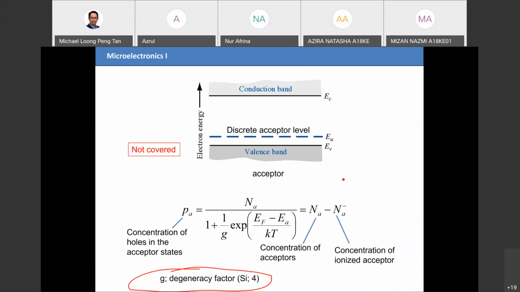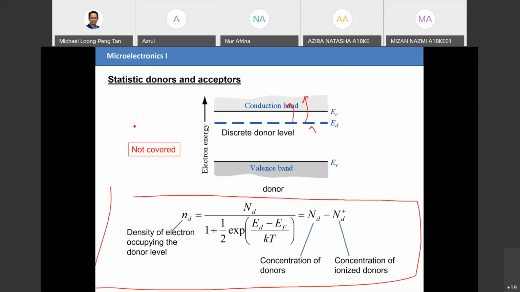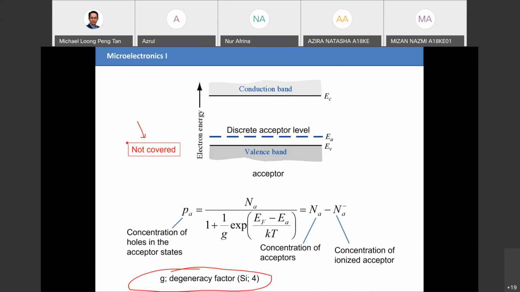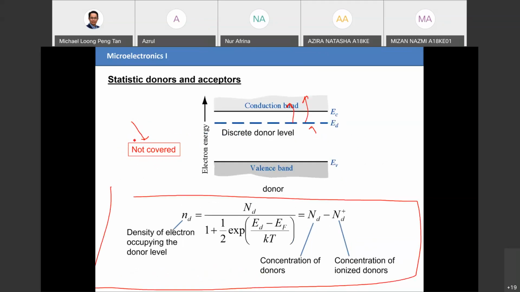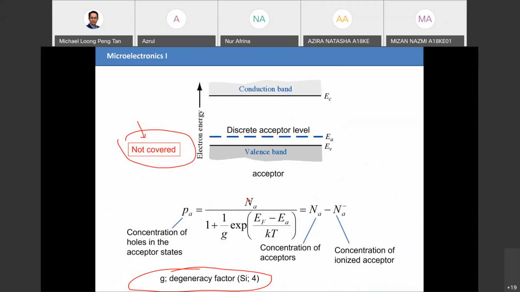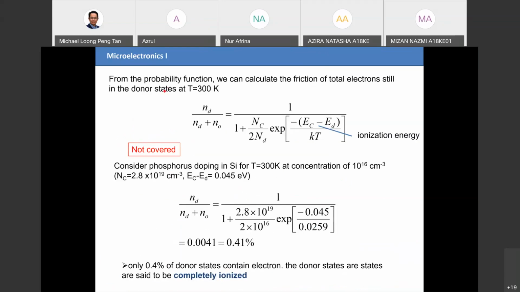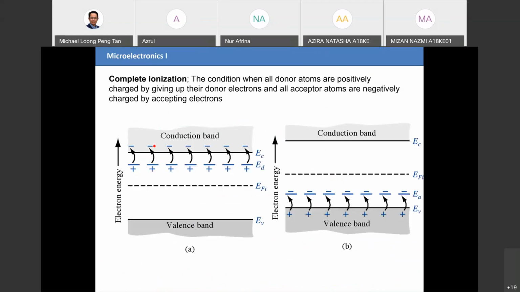Okay, the thing that I show here is actually not covered for your test or your final exam, but I'm just letting you know that this equation is here if you want to check, and what kind of question they can come out with, and this type of question that may come out, but since it's not covered, then it's okay.